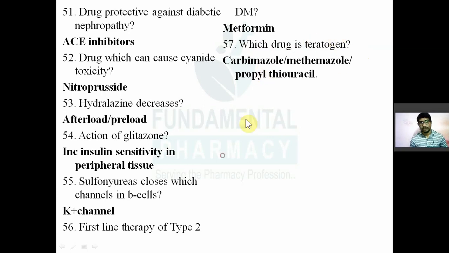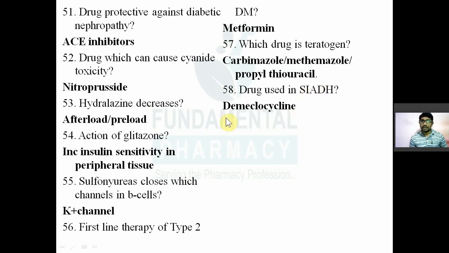Okay, so next question is nothing but the drug used in the syndrome of inappropriate antidiuretic hormone secretion. There is an inappropriate secretion of antidiuretic hormone. So what will happen? If there is an increased secretion of antidiuretic hormone, there is a water and sodium retention in the body. So in that case you have to increase the urine formation. So the drug used in SIADH is nothing but demeclocycline.